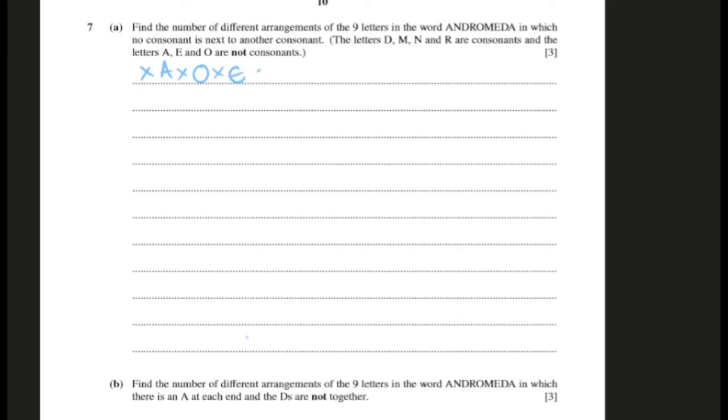And how many consonants do we have? We've got N, D, R, M, D. Let's just make sure that adds up to 9. That's 1, 2, 3, 4, 5, 6, 7, 8, 9. Okay. So these X's represent the slots that we can put the consonants so that none of the consonants are next to each other. So for the consonants, we have 5 consonants, and they can be put into the 5 slots denoted by X. So that's 5 factorial.